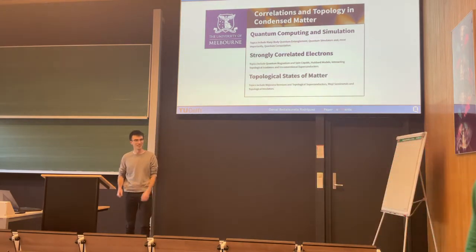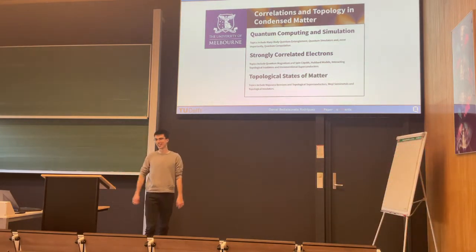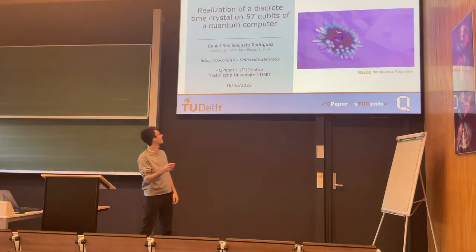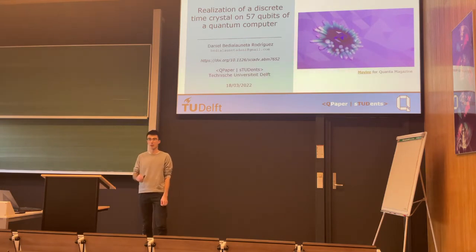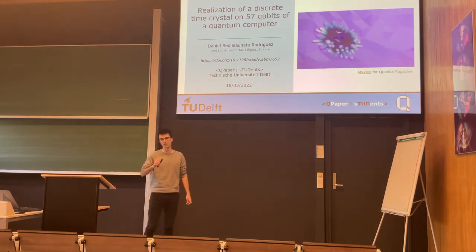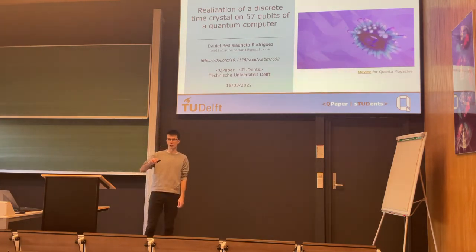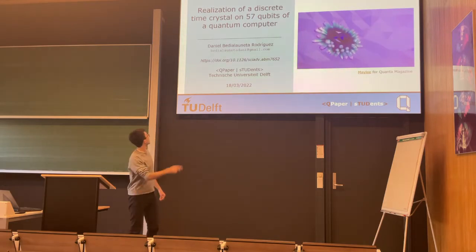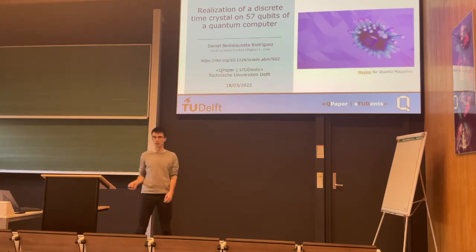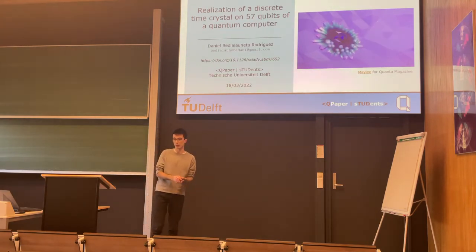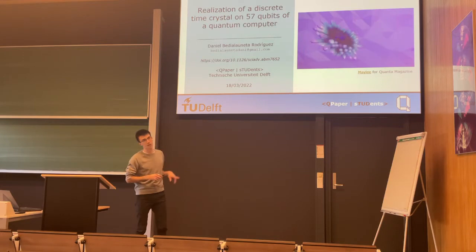Thank you very much, Alvaro, for the introduction. As you all know, I'm Danny, and today I'm going to be talking about this paper, which was published quite recently, actually on the 2nd or 3rd of March. It's about how they have realized a discrete time crystal in one of IBM's quantum computers that has 57 qubits.